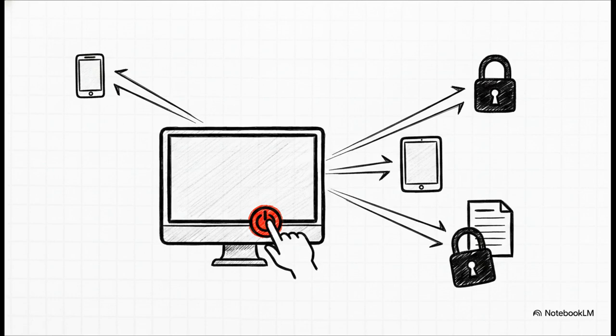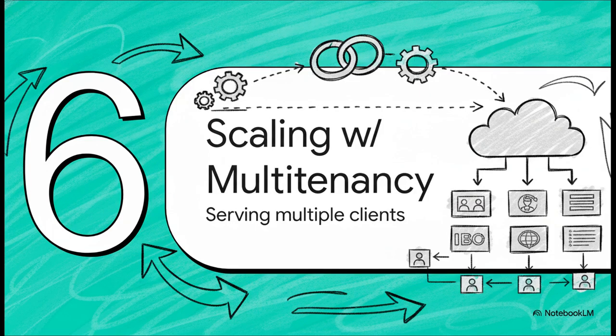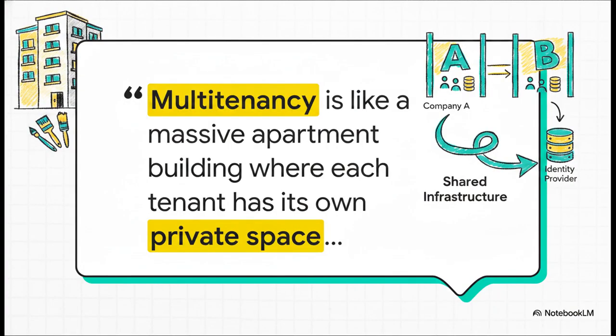And finally, Section 6, Scaling Systems with Multi-Tenancy. The best way to think about multi-tenancy is like a massive apartment building. The building itself provides the shared concrete infrastructure, the plumbing, and the heavy-duty centralized security system. But each individual tenant still gets to lock their own door, paint their own walls, and keep their private lives completely isolated from their neighbors.